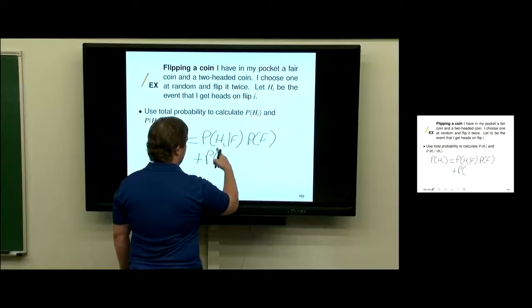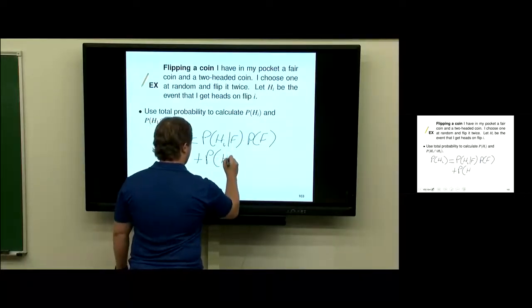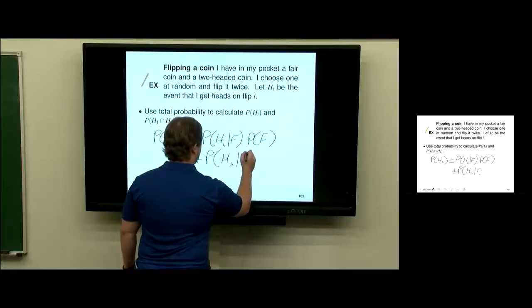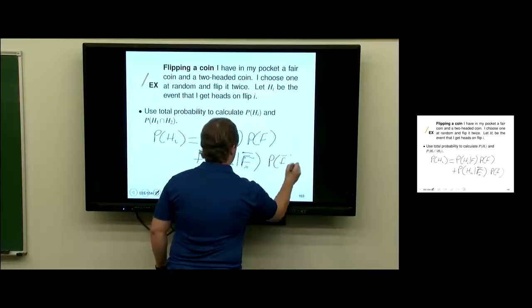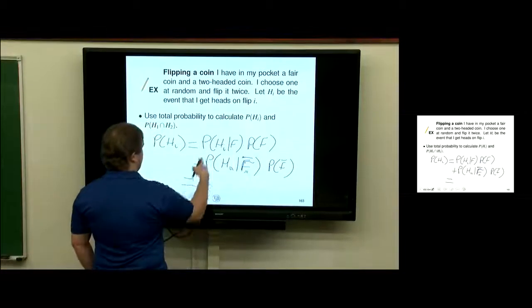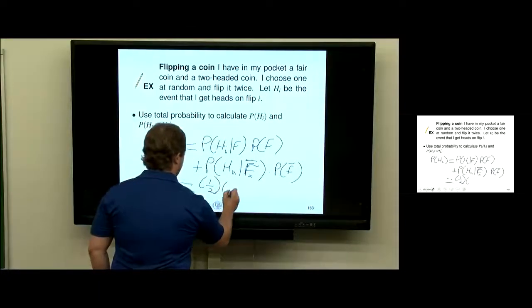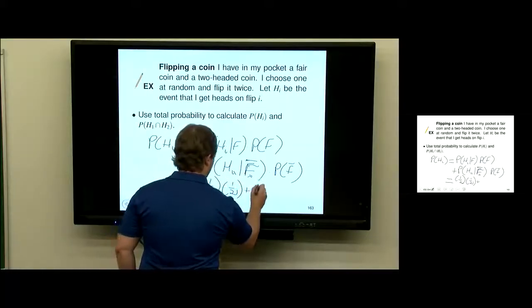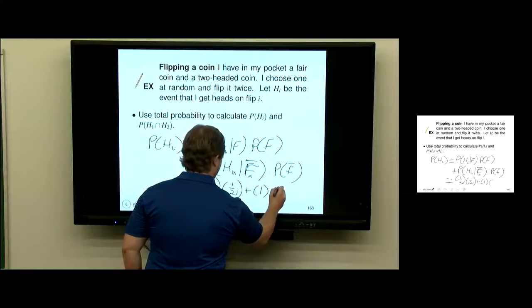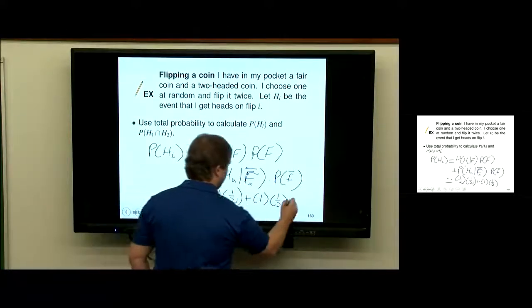Probability of H1 equals the probability of H1 given F times the probability of F plus the probability of H1 given F bar times the probability of F bar. So this is a half times a half plus 1 times a half equals 3/4.